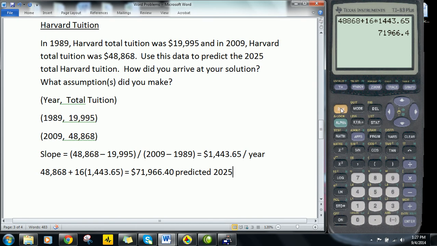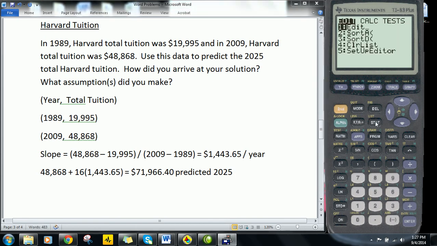Okay? Now there's another way to do it. We can use our calculator. So let me just show you that. I'll go into Stat, and I'll go into Edit, and I'm going to put those 2 points in. I'm going to clear this junk, because I don't want it there. Really, all I want to do is think of these 2 points. I want to plot them, and then I want to allow my calculator to get some numbers for me. So 1989 and then 2009 are the 2 x values of my 2 coordinates. And then the cost for those years is 19,995 and then 48,868.